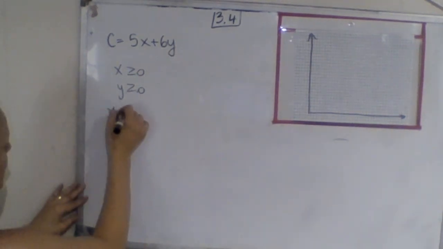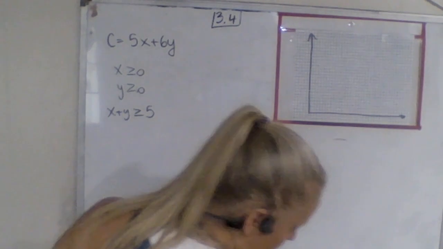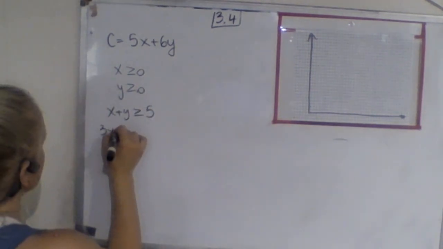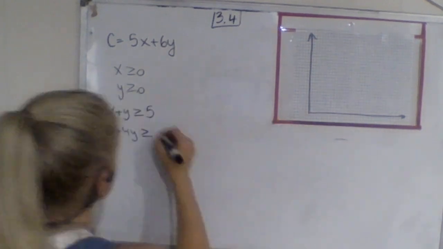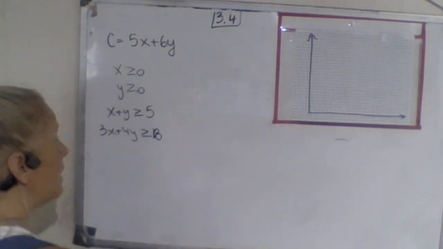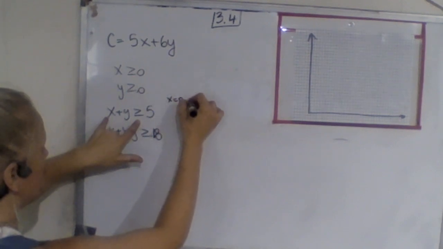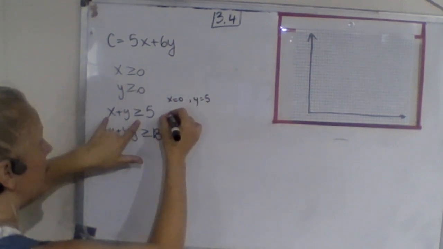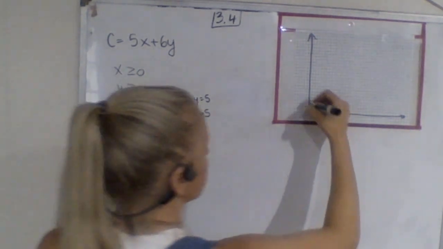And then I have 2 inequalities to graph. First of all, x plus y greater or equal to 5. And second of all, 3x plus 4y greater or equal to 18. Well, for this one it's very easy. When x is 0, y is 5. When y is 0, x is 5. I can graph this pretty easy.